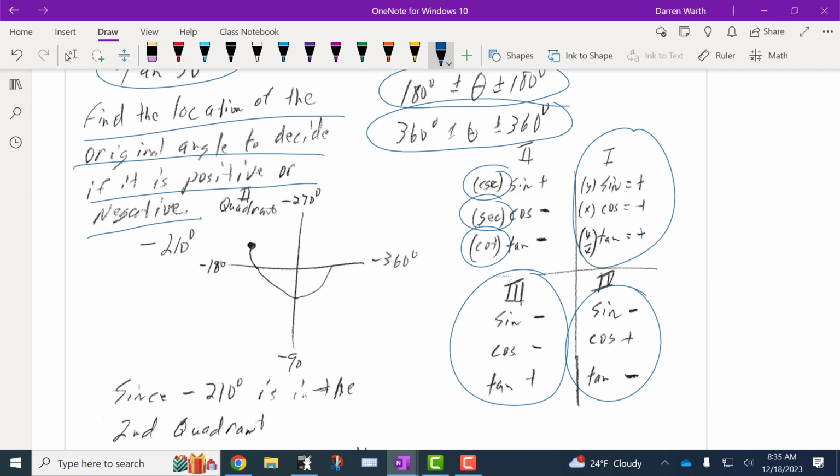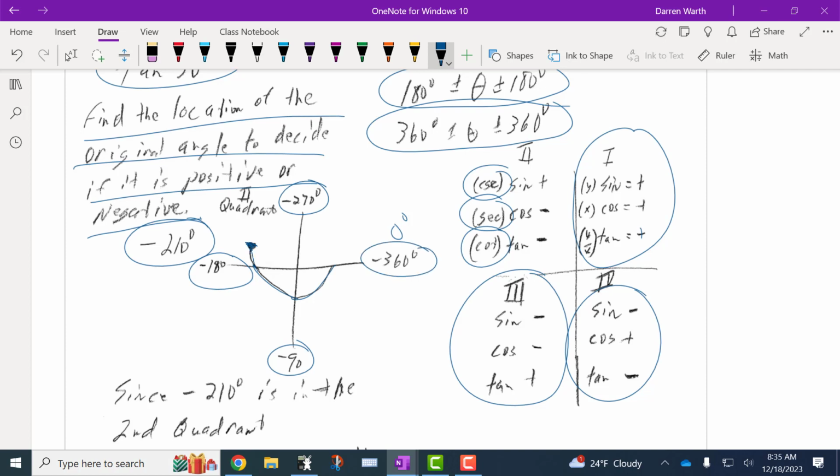So we're going to go ahead and take 210 degrees. I'm going to find out which quadrant it's in. So remember, you're going backwards. So this starts at 0 degrees. And then down here would be negative 90. And when I get over here, it's negative 180. And then up here is negative 270. And a full rotation, negative 360.